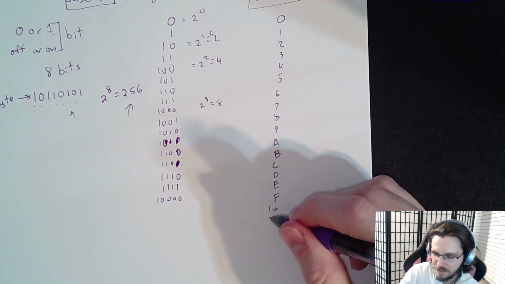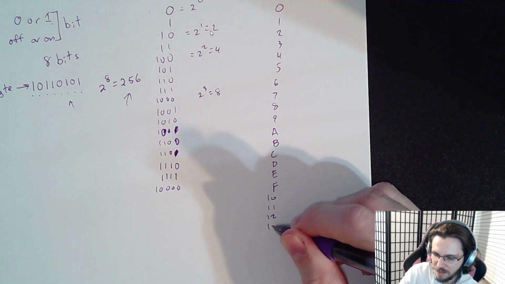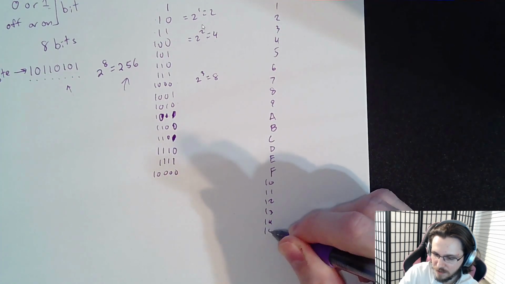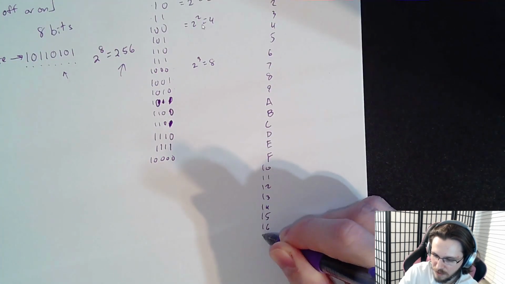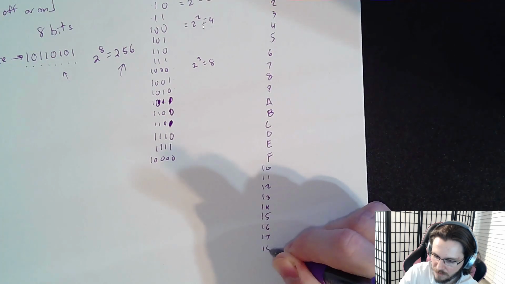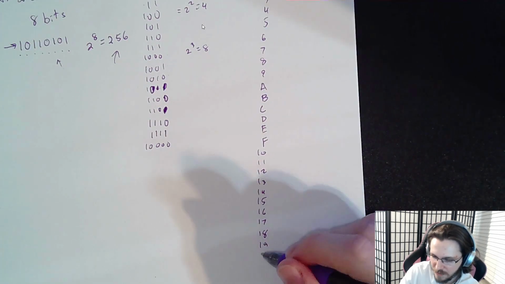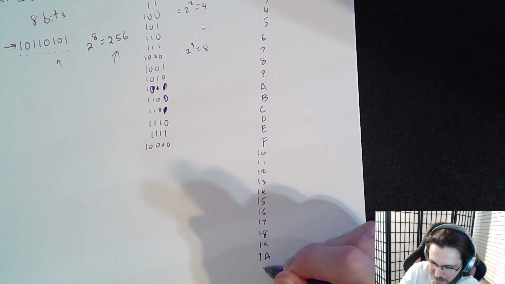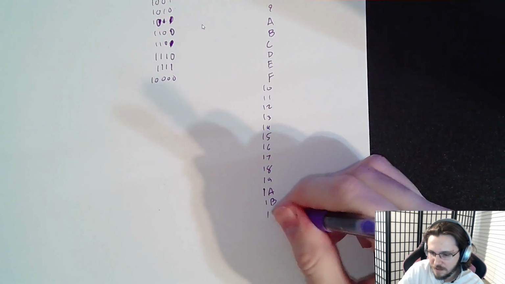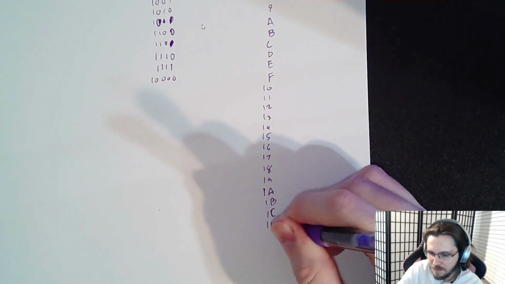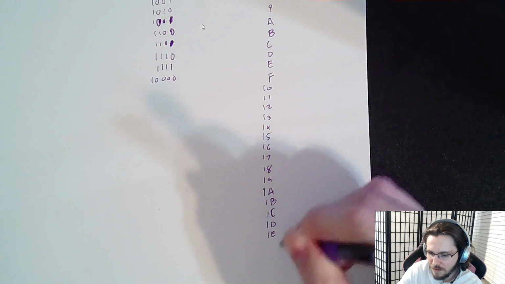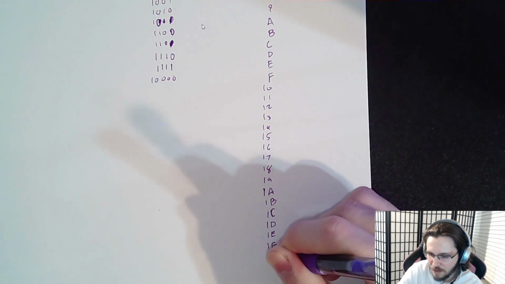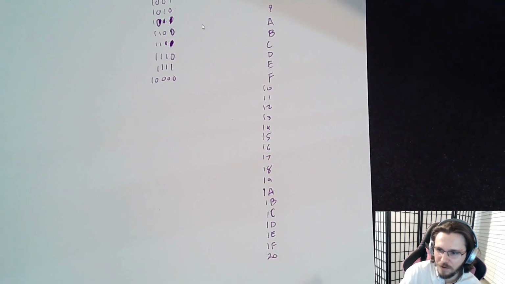16, 17, 18, 19, 20, 21, 22, 23, 24, 25, 26, 27, 28, 29, 30, 31, 32. Okay. Hopefully you're getting the point of what's happened up all the way out here.